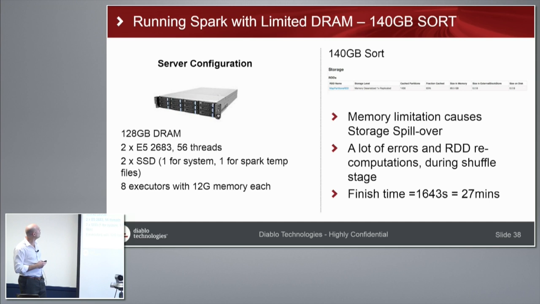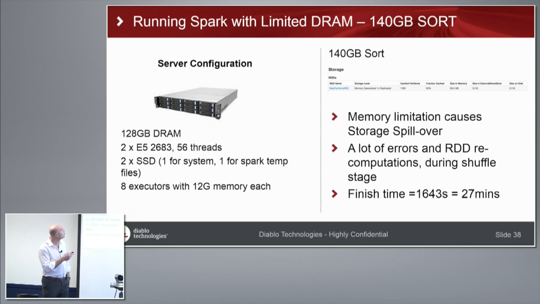Dual socket, 56 threads, pretty beefy processor, 14 cores per, 2 NVMe SSDs, one for the system, one for the Spark temp files, and we just lit up 8 executors with 12 gig of memory. Not 100, like 12, because if we put 100, it wouldn't work. There is no terabyte in the system. There's 128. Okay? And we ran a sort on 140 gigabytes using something called Spark Perf from Databricks, which is a known provider in the market, third-party benchmarks.